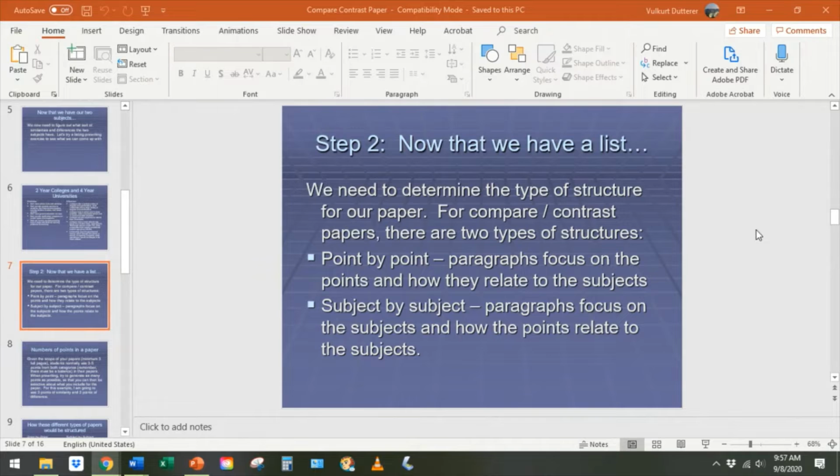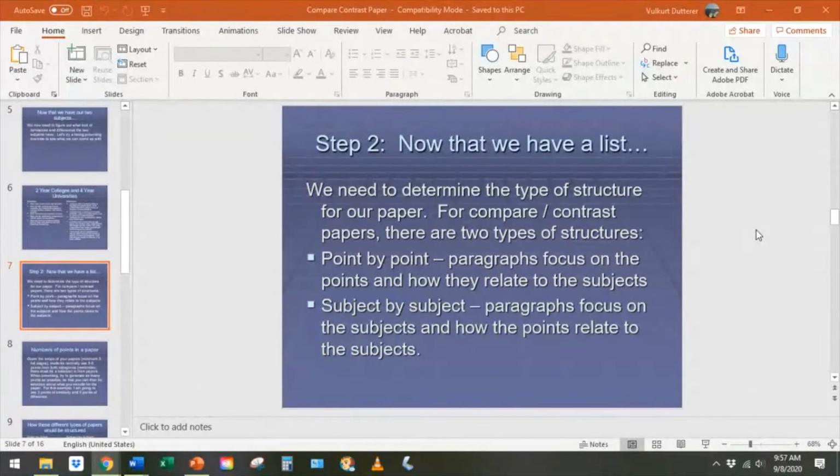So now we've got our topics, we've got our points. Now we have to choose how are we going to structure this paper, okay? So we have 2 structures that we can choose from. And you probably have heard these before. This isn't something magical that I'm coming up with today or anything. These are the 2 ways that you structure compare contrast papers. You either do it with point by point or subject by subject. You may have heard subject by subject referred to as block by block in other classes.